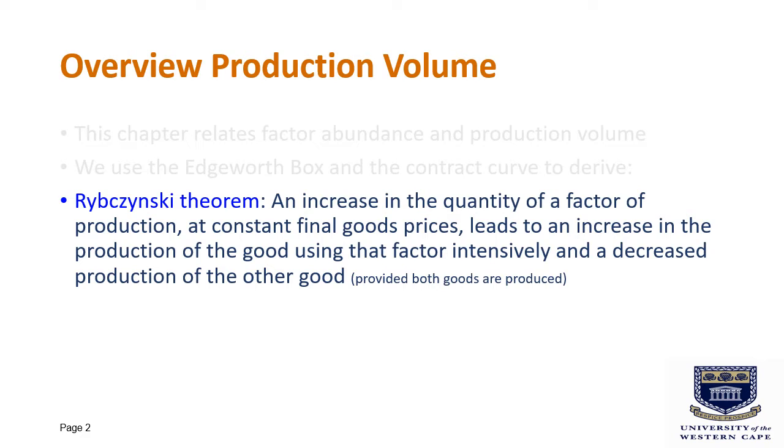On the other hand, what happens if the available amount of capital rises? Then the capital intensive good, manufactures, the output of that would increase. And the production of the labor intensive good, which is food, would fall.